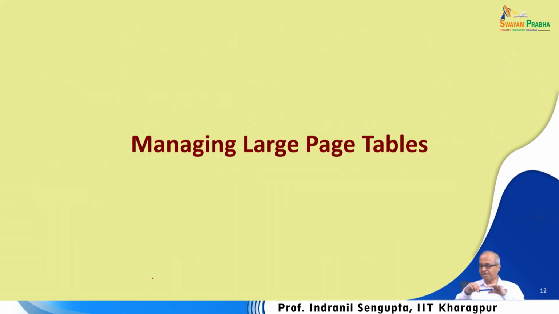Now, let us look at another thing. Earlier we talked about the page table. We said that we have a logical address, page number and offset. The page number is used to index into a page table. But what if I have a very large virtual address space and the size of the page table becomes very large? How do I store the page table? Should I store it in a contiguous area in memory? Is it possible to store such a large table? Let us discuss this.